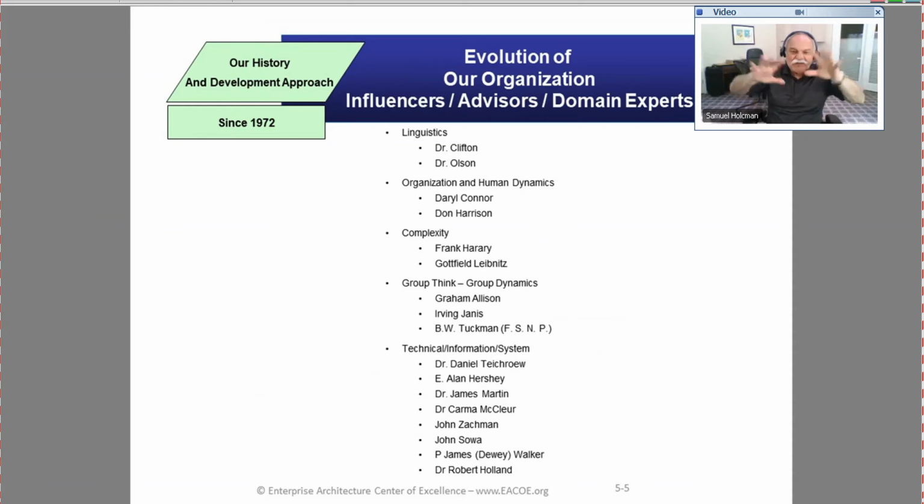And so there were influencers and advisors and domain experts in each one of these. And then the linguistics area, a couple of very famous linguists that we had the privilege and pleasure of working with. Organizational human dynamics, understanding how to communicate with human beings. Daryl Connor, first one that told us in the early 70s, don't start projects with a blank sheet of paper and going out and interviewing people. It's called a top of mind understanding.